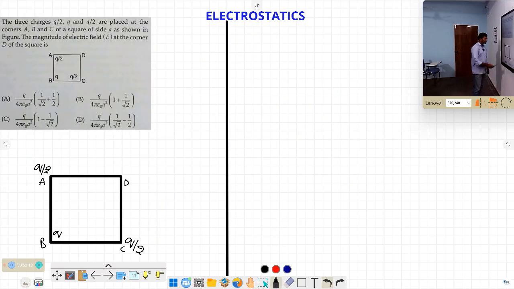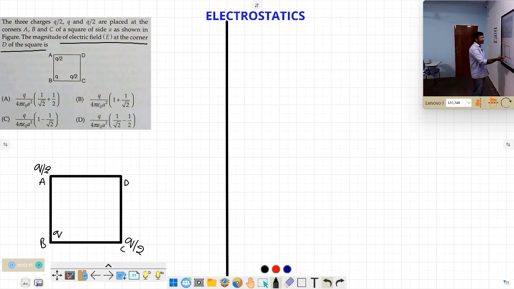Now if you look at this question, they have given a square frame, on which we kept three charges at three corners. They're asking to find the electric field intensity at point D. The magnitude of the electric field E at the corner D of the square. The charges are not the same: corner A contains Q by 2, B contains Q, and C contains Q by 2. So what is the electric field intensity at point D?